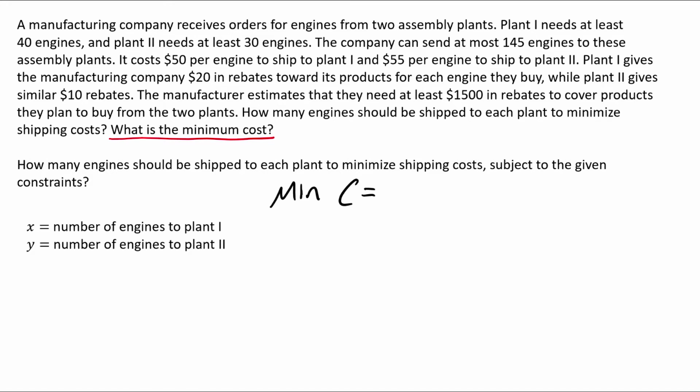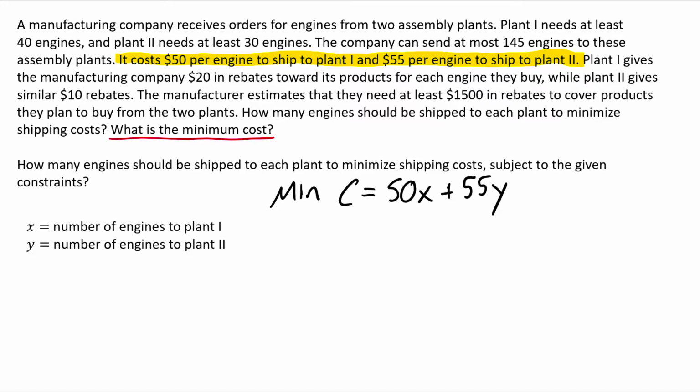So let's look up in our problem and find our shipping cost numbers. It says it costs $50 per engine to ship to Plant 1 and $55 per engine to ship to Plant 2. So those are our shipping costs. So it's $50 per engine to ship to Plant 1, and X is the number of engines being sent to Plant 1. So that's $50 times the number of engines, or 50x. And then $55 per engine to ship to Plant 2, and number of engines shipped to Plant 2 is Y. So that's going to be plus 55y. So we've used those two numbers, the shipping cost numbers.